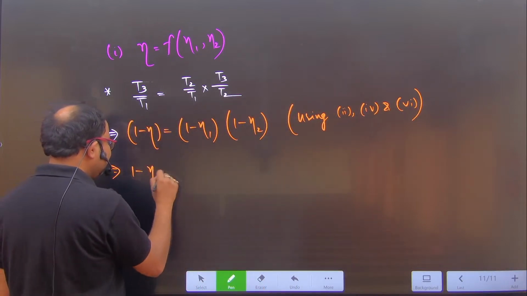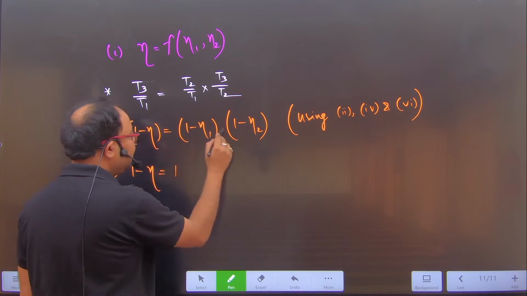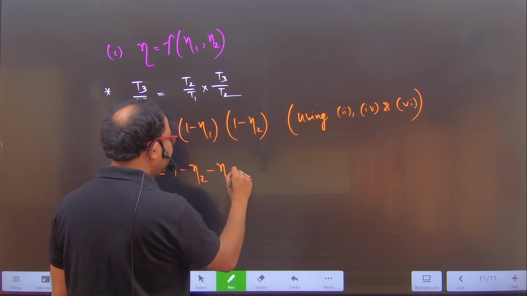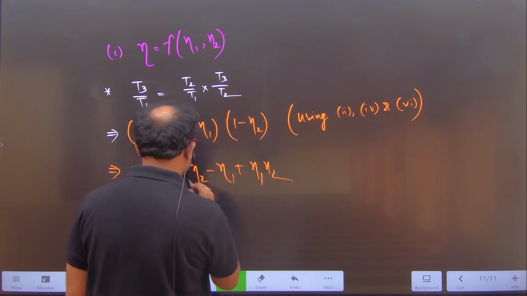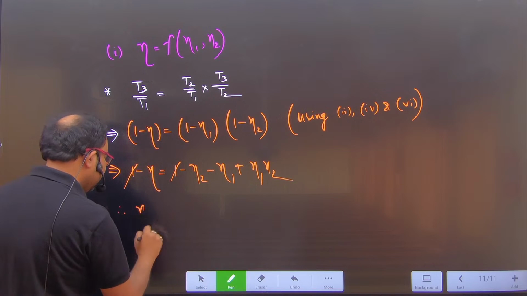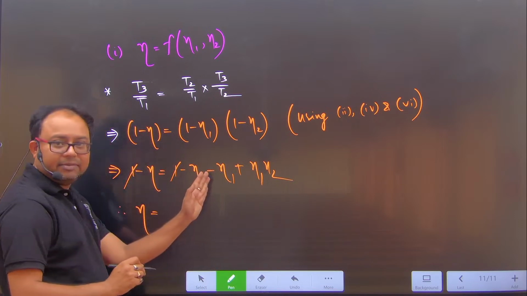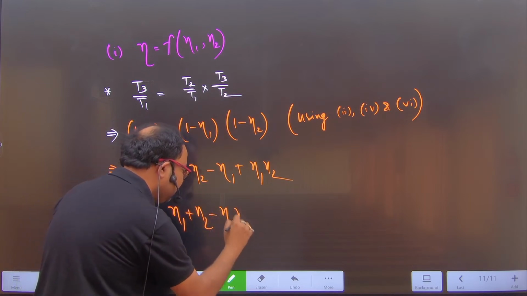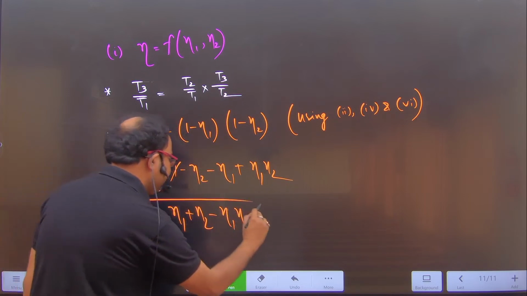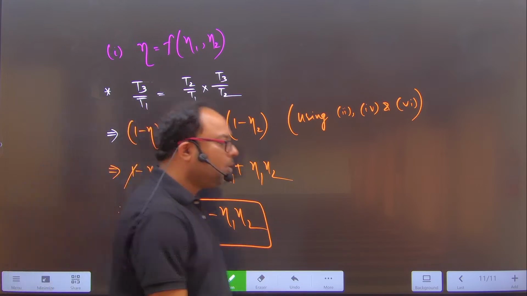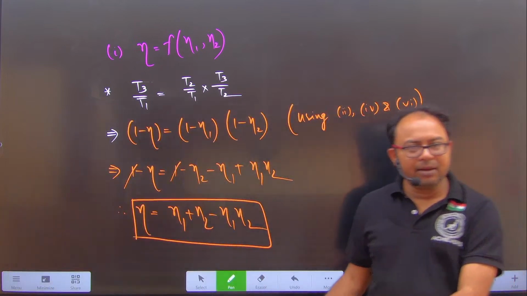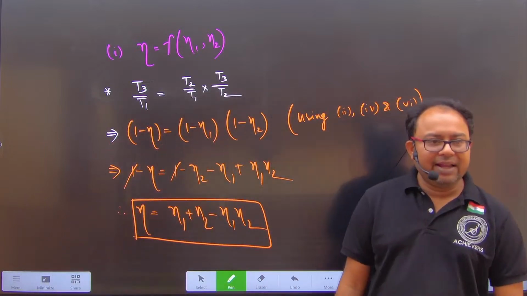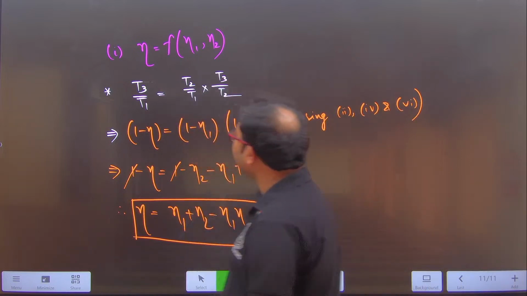So 1 minus eta is equal to 1 minus eta 2 minus eta 1 plus eta 1 eta 2. This 1 will get cancelled out and the expression of eta becomes, we take the negative sign there, so getting eta 1 plus eta 2 minus eta 1 eta 2. Simple. Very simple. So I have done it.